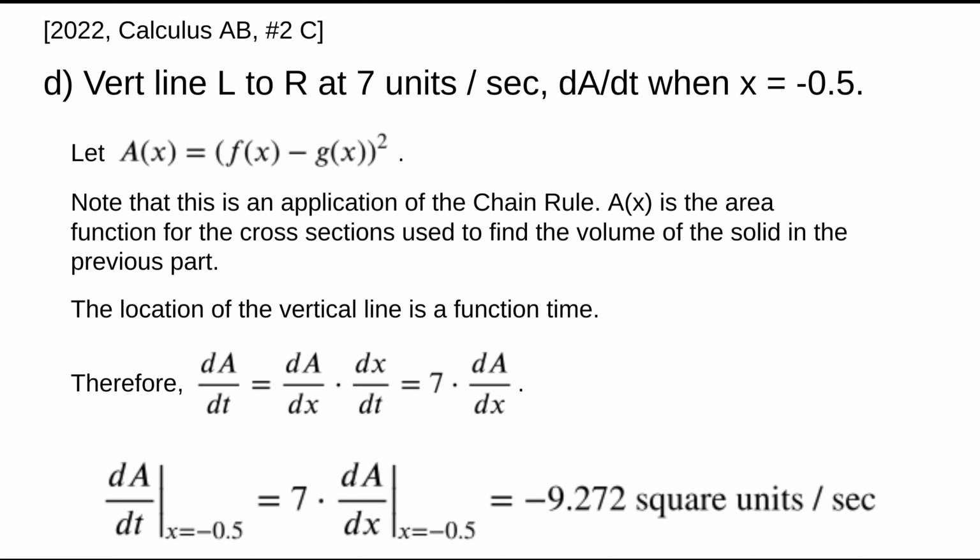Okay, well, we have our f function, we have our g function. We can define A of x to be f of x minus g of x squared. And because this is a calculator active question, we can do all of that on our calculator and then just use our calculator to evaluate dA dx when x is -1/2. Take that result, multiply by 7, and we get that dA dt is -9.272 square units per second when x is -1/2.